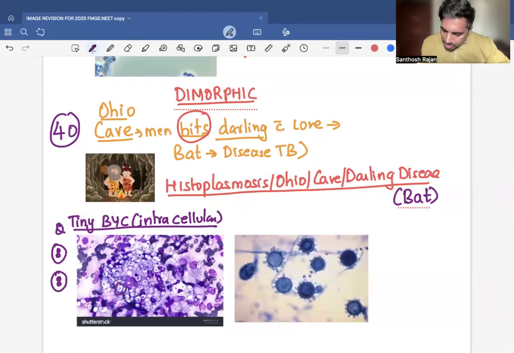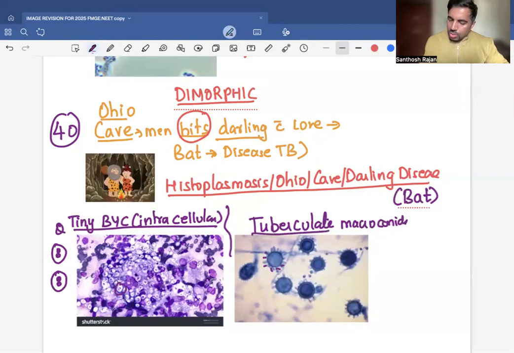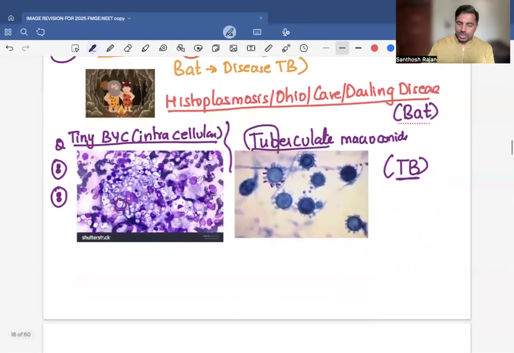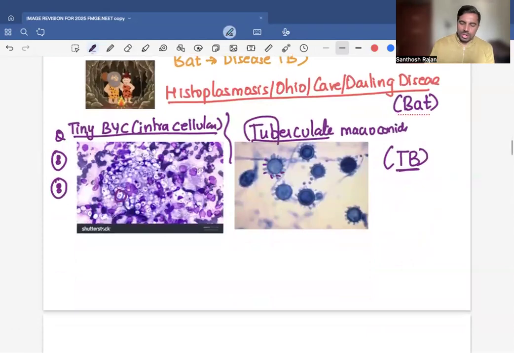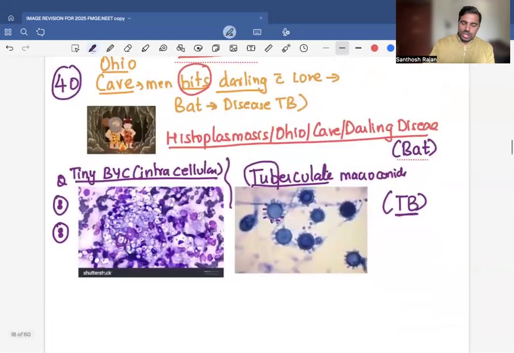In the mold form, very important, you see tuberculate conidia, round with projections around it. This is a tuberculate macroconidium. Tuberculate, because Histoplasma looks like TB, so it's another clue. You can remember the tuberculate macroconidia and the disease resembling TB. Very simple. That's all, this much only. And I know that you will do this question correctly.